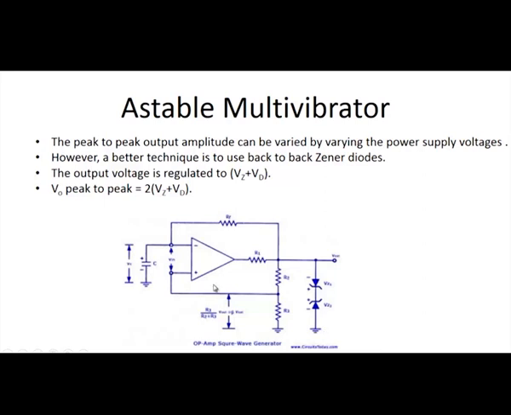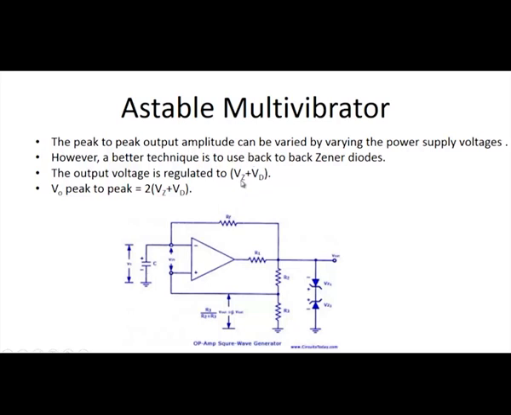So if you want to change the output voltage, normally the output voltage of the astable multivibrator is plus or minus V saturation. If you want to reduce the output voltage, then two Zener diodes are connected back to back, and at any point of time one of the Zener diodes is in conduction and the other one is in reverse bias, it won't conduct.